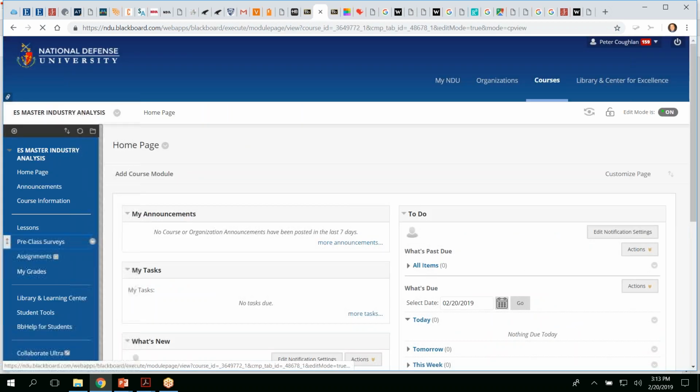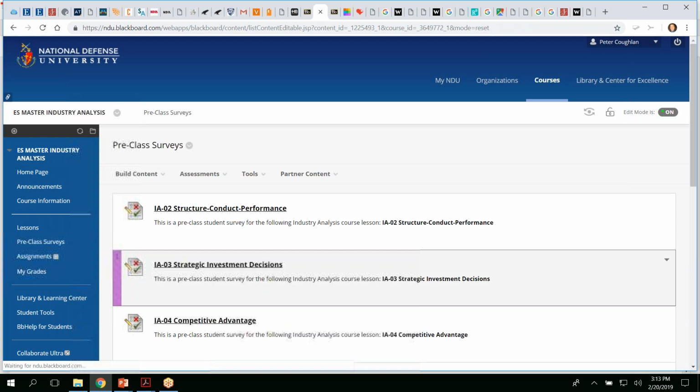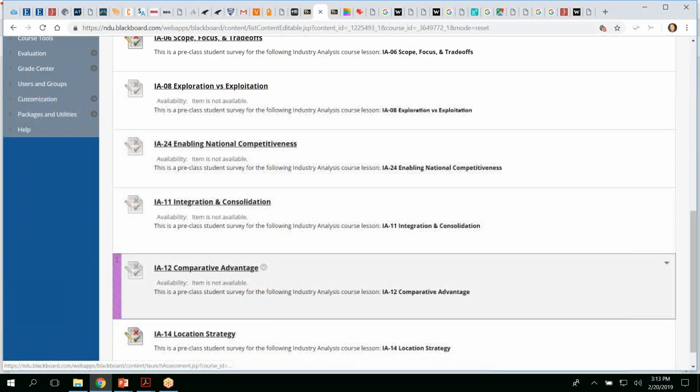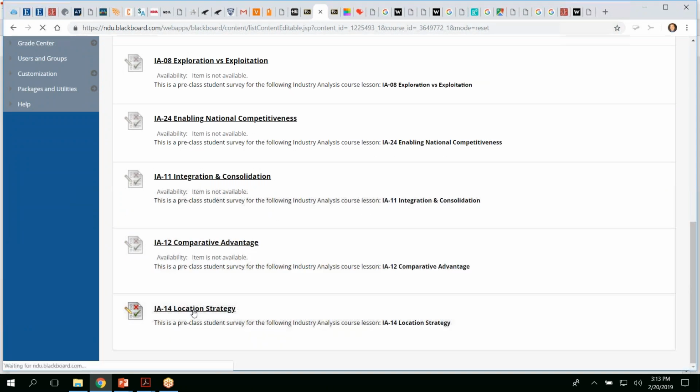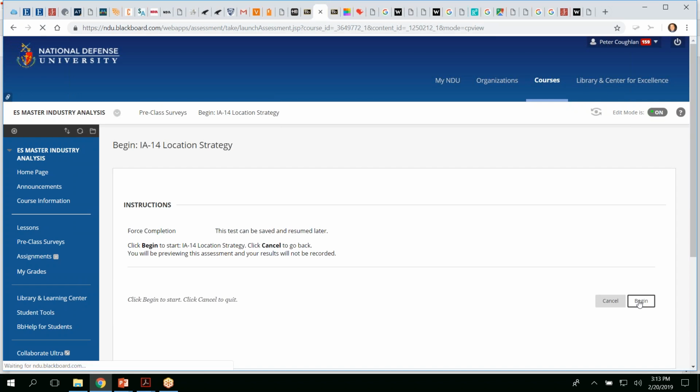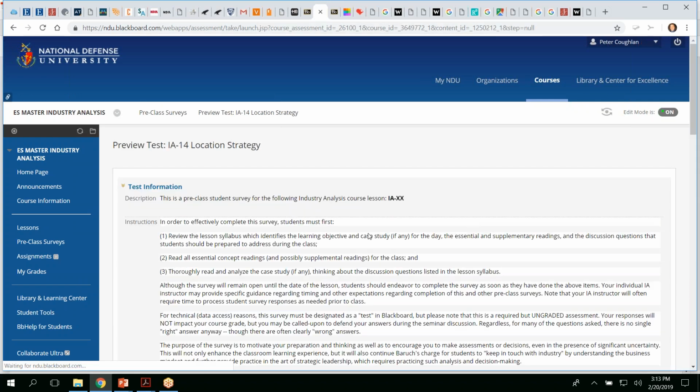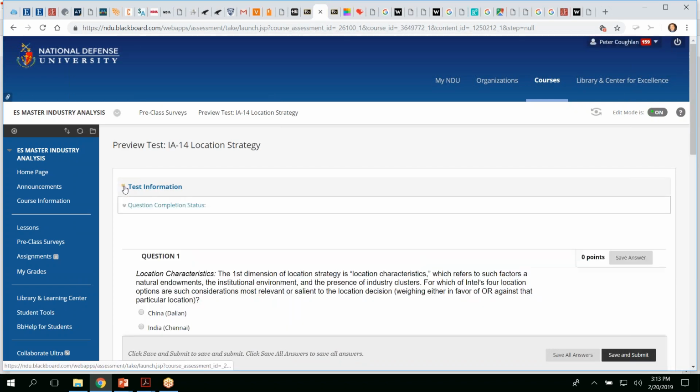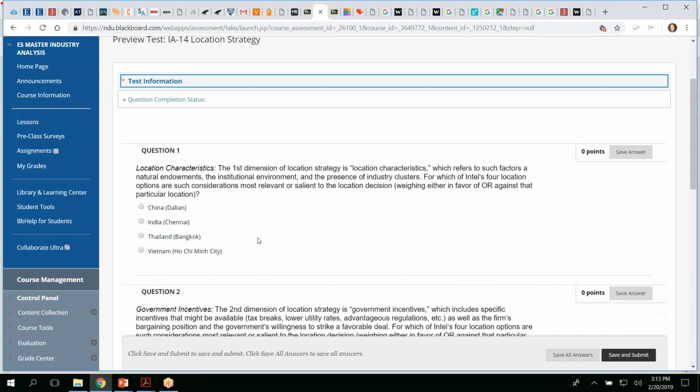So let's see here. So you can see how that translates into questions here. All right. So you'll see, again, question 1. It says, the first dimension of location strategy is location characteristics. For which of Intel's 4 location options are such considerations most relevant or salient to the location decision, right? Weighing either in favor or against that particular location.